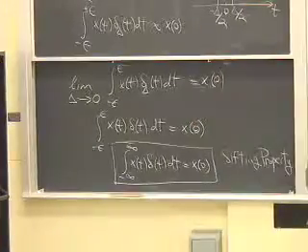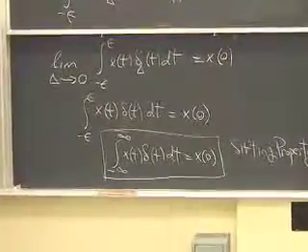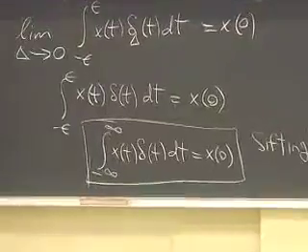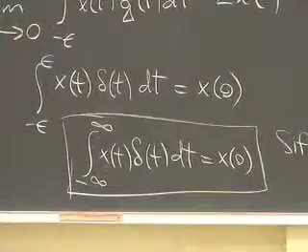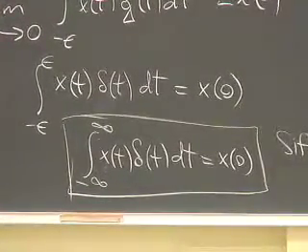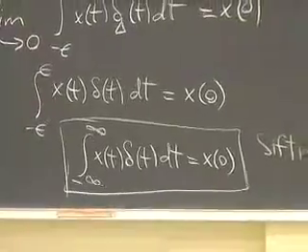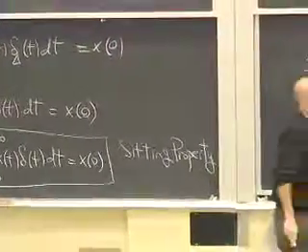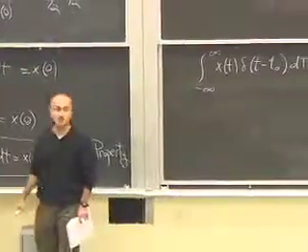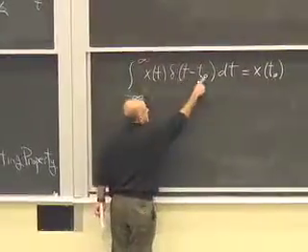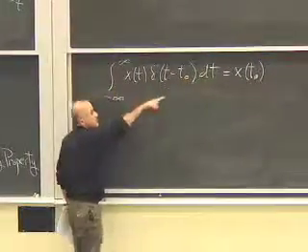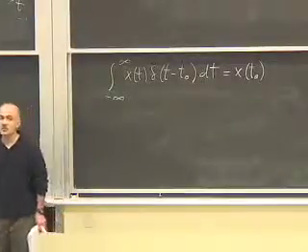More generally, if I have a function that's continuous at t naught, when it comes in contact with a Dirac delta at t naught and you integrate, you pick up the value of the function at t naught.